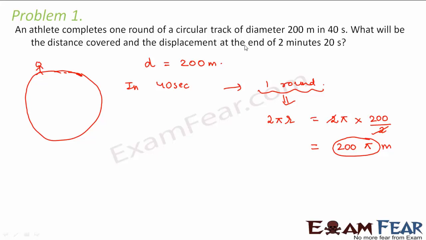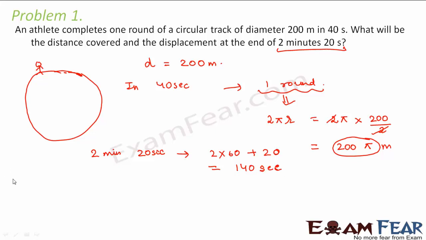Now we have to calculate the distance covered and the displacement at the end of 2 minutes 20 seconds. That means in 40 seconds he covers 200 pi meters distance. So how much distance will it cover in 2 minutes 20 seconds? First let us convert 2 minutes 20 seconds into seconds. 1 minute is 60 seconds, so 2 minutes will be 2 into 60 seconds plus 20 seconds. So how much time is this? It is 140 seconds.